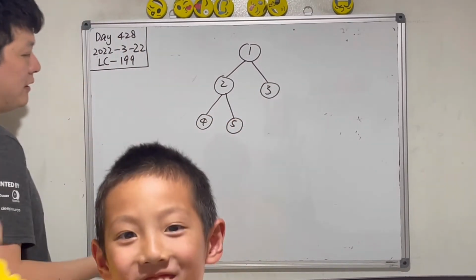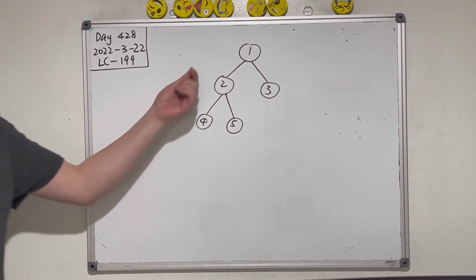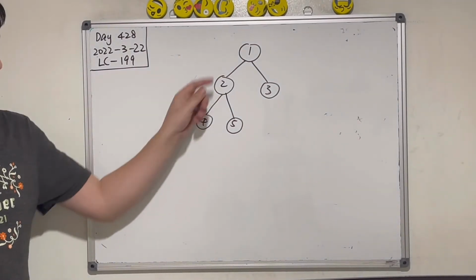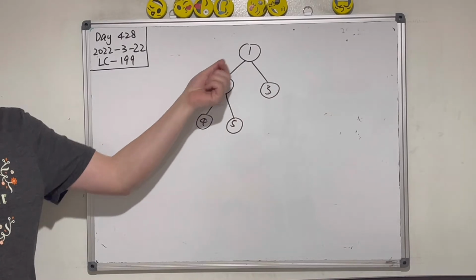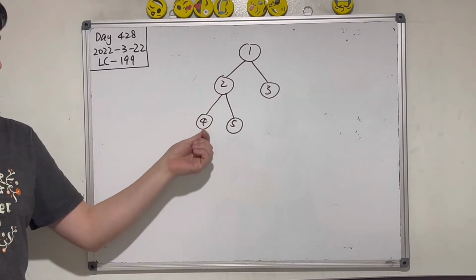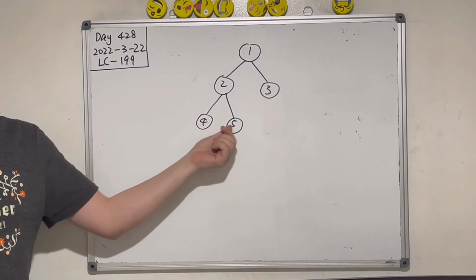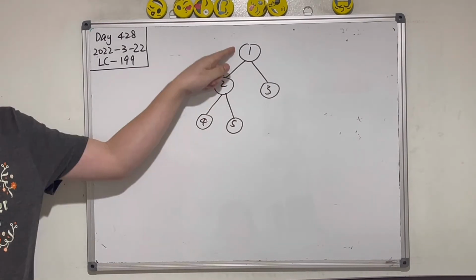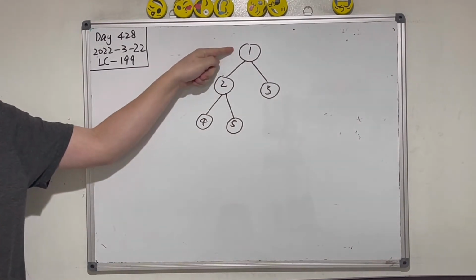This is 1, 3. By the way, binary means 2. One parent can have at most 2 children. And these nodes which don't have any kids, we call them leaves. And this one doesn't have a parent, we call it the root.